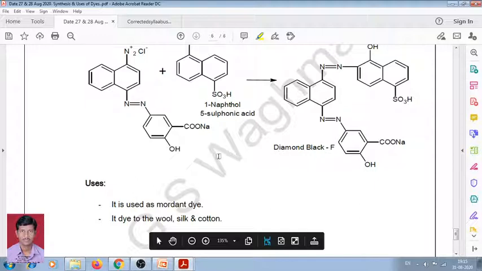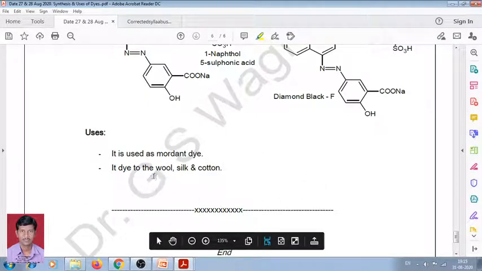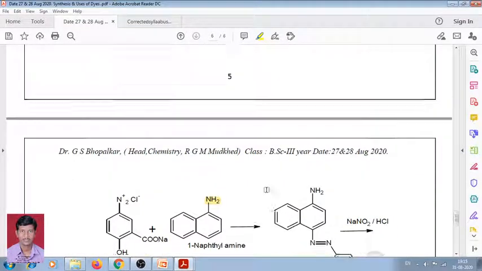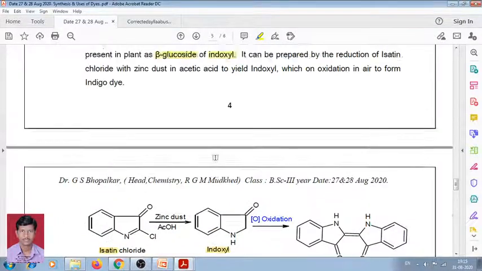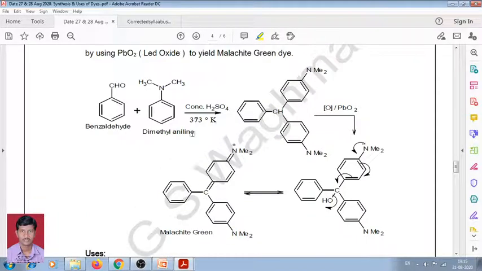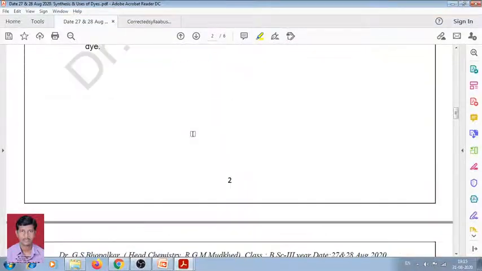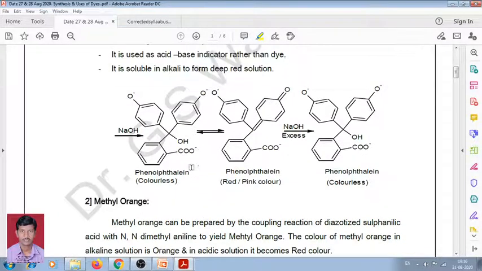This diamond black F dye is used as a mordant dye to dye fabrics, and it is also used to dye wool, silk and cotton. In this way we have learned the synthesis and uses of diamond black F, orange II, indigo dye, then alizarin, Congo red and methyl orange. All these are dyes that can be synthesized in industry.